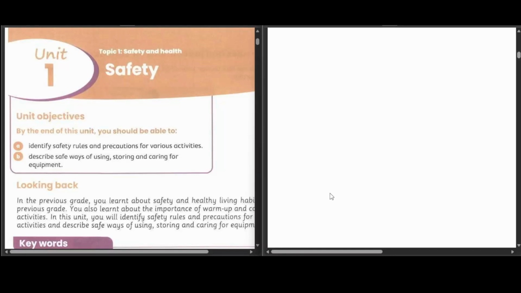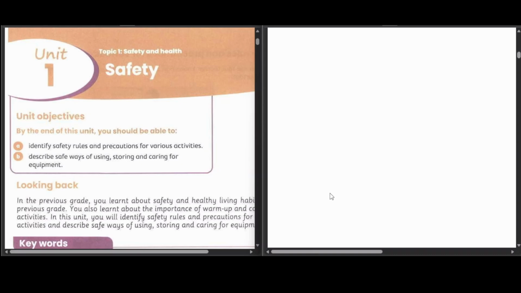In today's lesson, we want to talk about safety. This is topic 1, grade 4, physical education and arts. Let us first look at the unit objectives of what we want to learn.